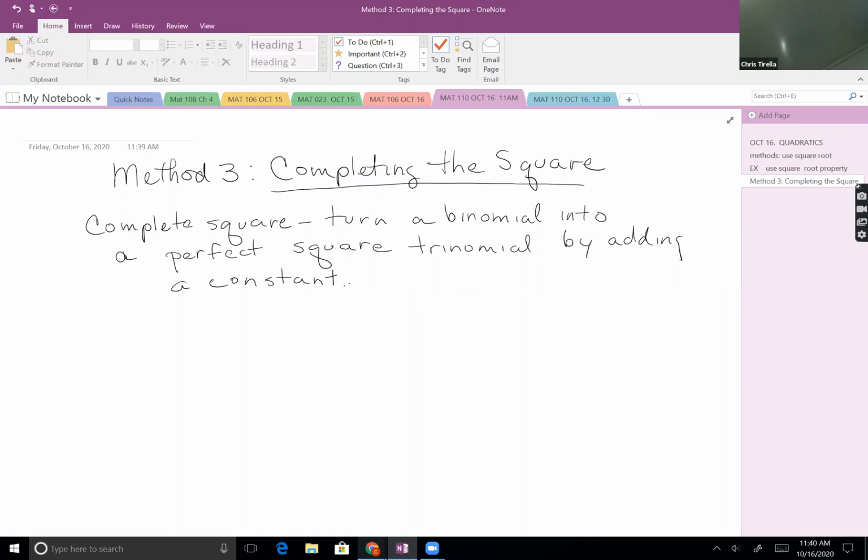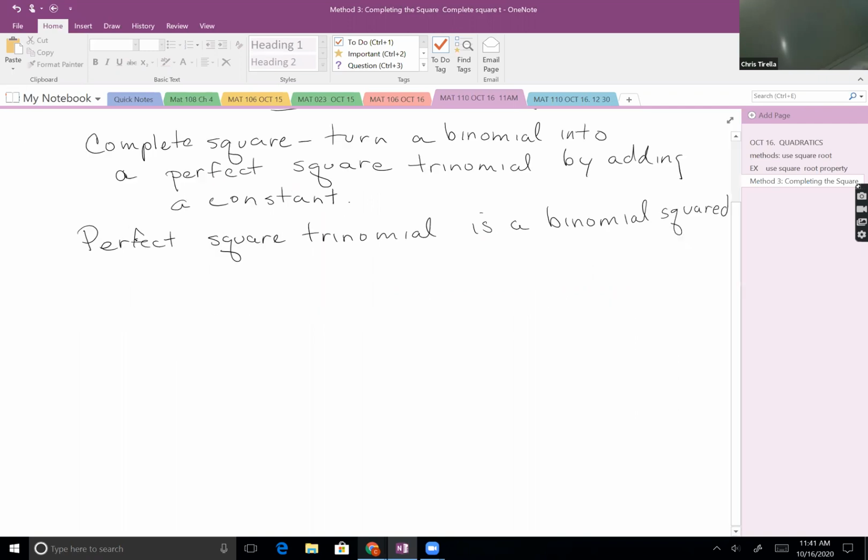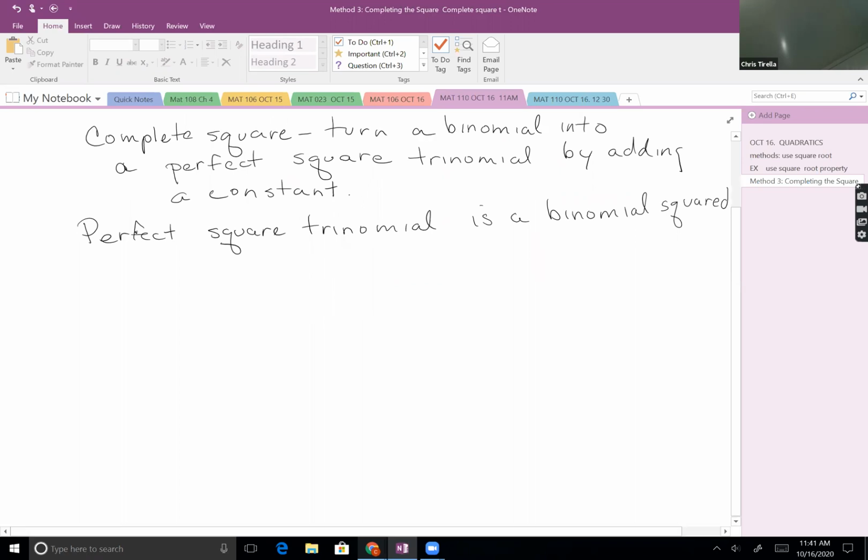At which point you might want to say, what's a perfect square trinomial? A perfect square trinomial is a binomial square. And so I'm going to ask you folks to do a little bit of multiplication for me and see if we can notice a pattern when we start squaring binomials.